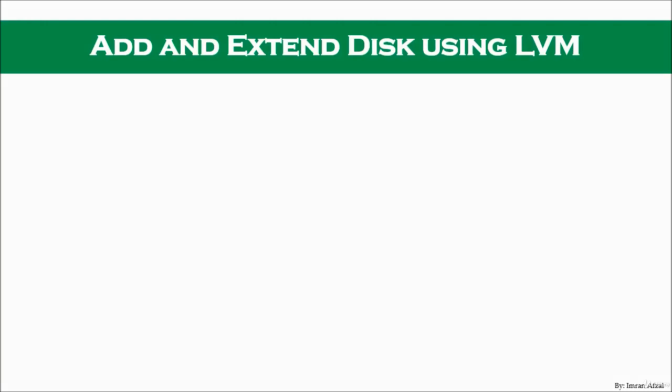This lesson is about adding and extending disk using logical volume management. Now, why do we need to extend a disk? If we have a disk already in our Linux system, and let's say that disk becomes 100% full. You have this disk that is mounted on slash Oracle, and the disk space of that Oracle is 1 GB.